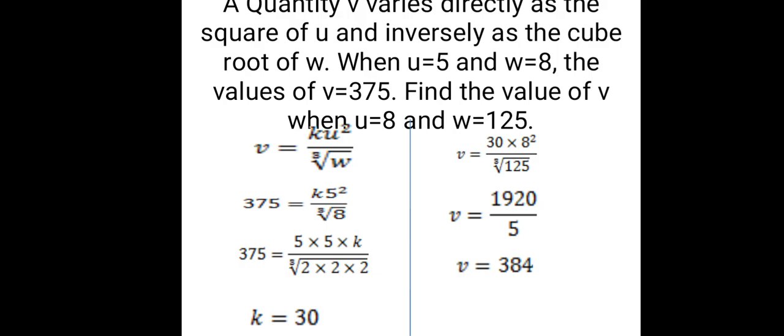A quantity V varies directly as the square of U and inversely as the cube root of W. When U is 5 and W is 8, the value of V is equal to 375. Find the value of V when U is equal to 8 and W is equal to 125. V would be 384.